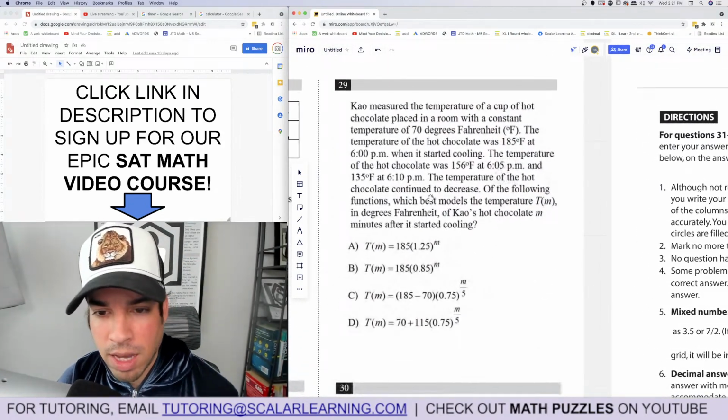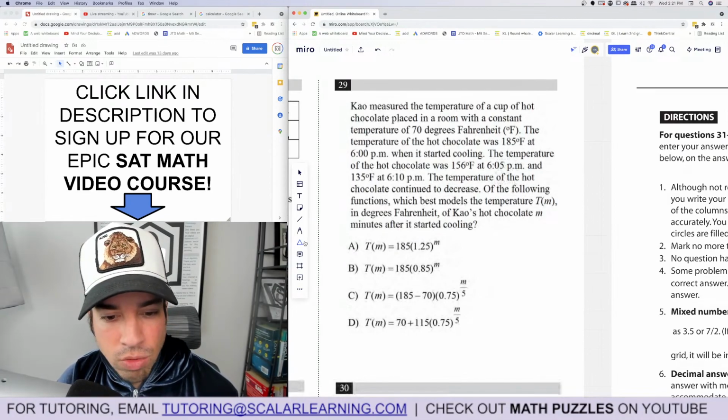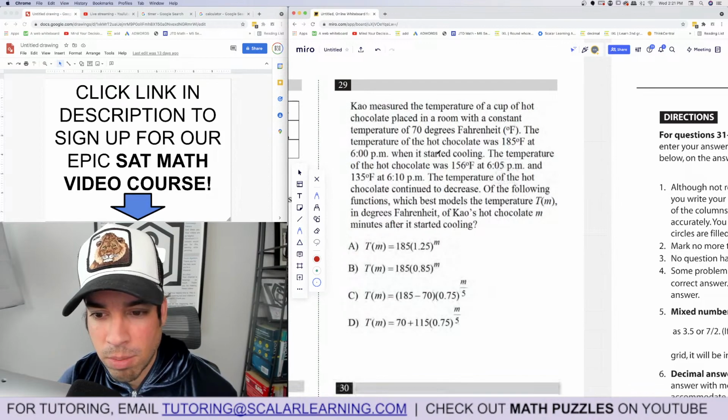Numero 29. K measured the temperature of a cup of hot chocolate placed in a room with a constant temperature of 70 degrees Fahrenheit. The temperature of the hot chocolate was 185 at 6 p.m.